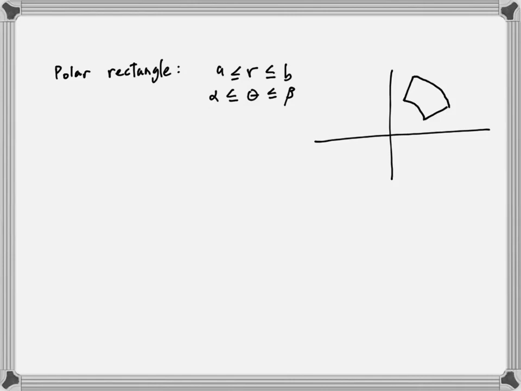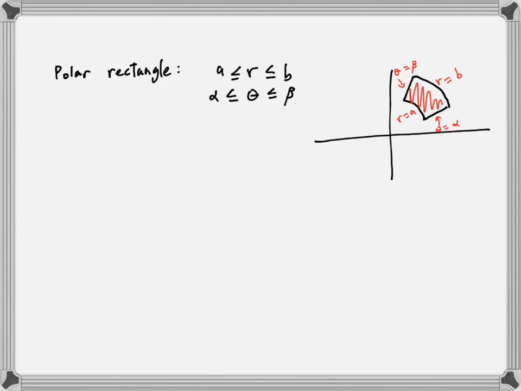So this is what you would get, okay? You get this like circular chunk here. So this is pointing to theta equals beta, and this right here is theta equals alpha, and then this right here would be r equals A, and then this guy would be r equals B, and this would make our rectangle. Right? It doesn't really look like a rectangle, but that is what we call a polar rectangle.